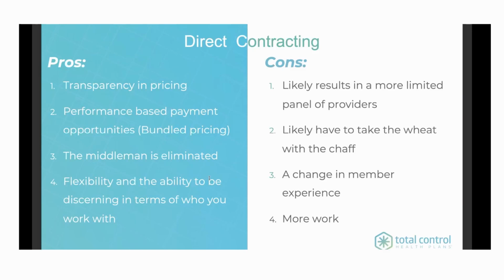What are the downsides, though? Well, if we're doing direct contracting and trying to select a handful of providers that we can work with to get more transparency and better pricing, we're likely going to have a more limited panel of providers. And if we think back to what your employees and plan participants think today, they can see any provider they want whenever they want. And if we're using direct contracting, we might start limiting who they can see.